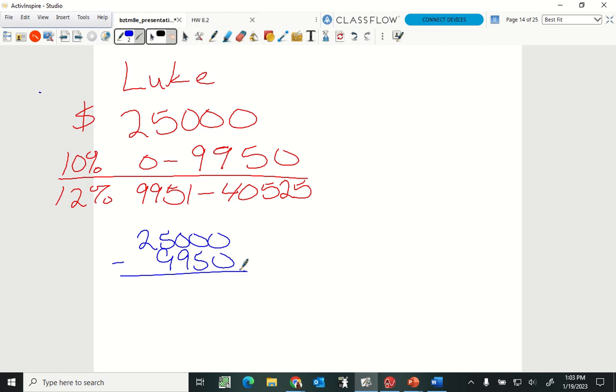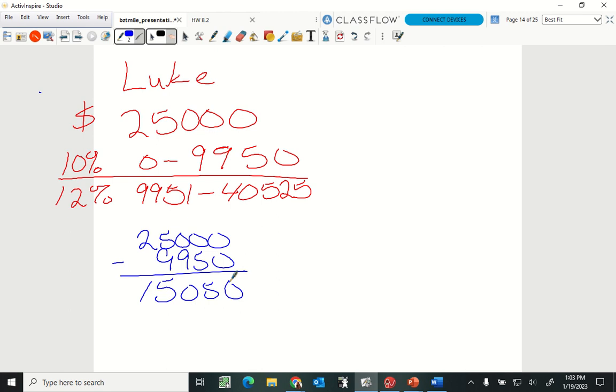15,050. Okay, 15,050. There we go, like that. Good job, Pacho. Since he is not making over the 40,000, that means he doesn't have anything flowing over into the next group. This is what the tiered system is. So according to this, he's going to pay 10% tax.